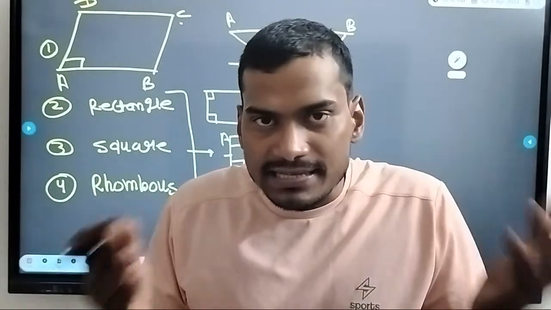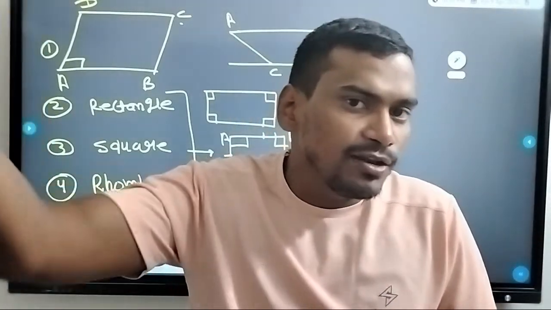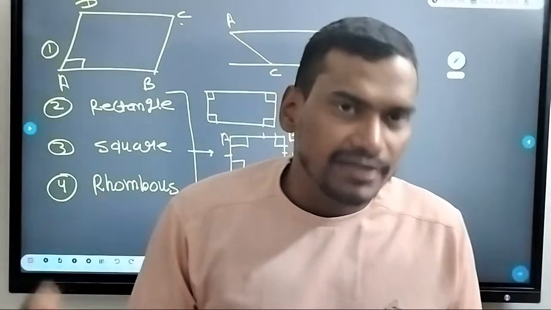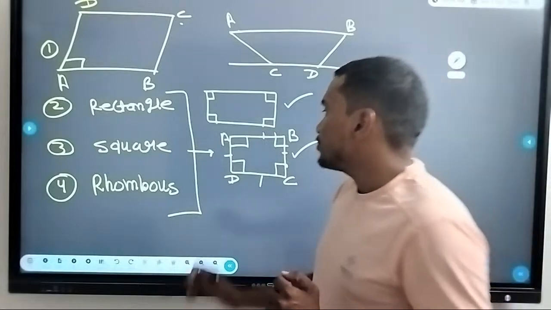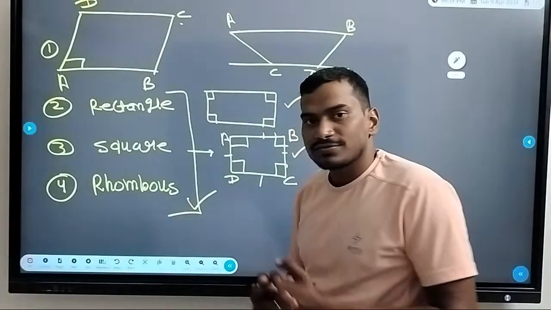Okay. Can we say every square is a parallelogram? Easily we can say, definitely it is a type of parallelogram. Next we are coming to rhombus.